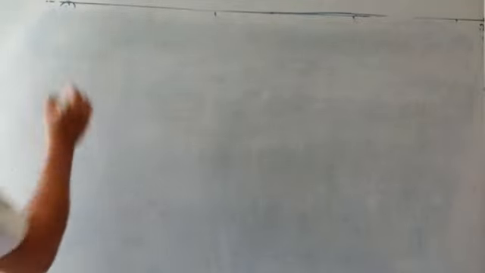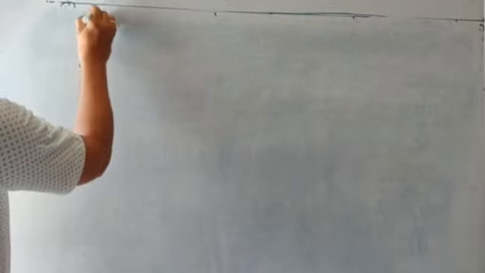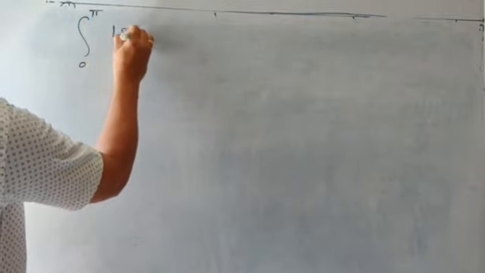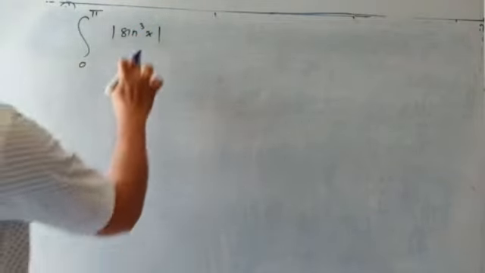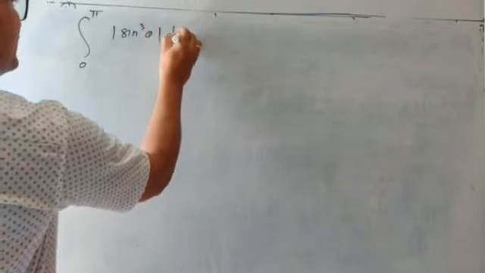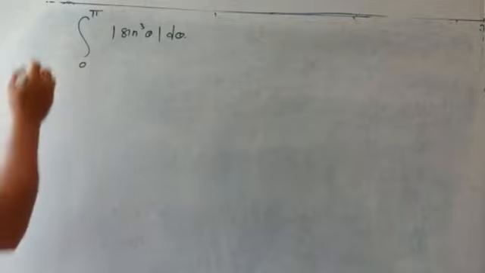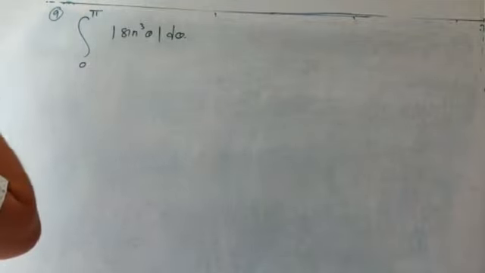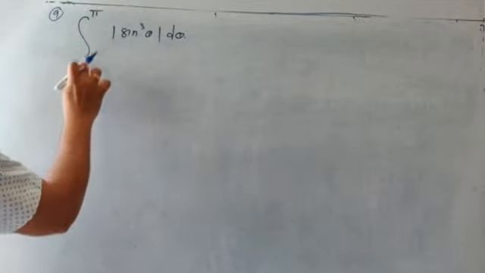The next one is integration from 0 to pi of mod of sine cube x, or you may say sine cube theta d theta, doesn't matter. This question is question number, I think 9. The previous one was 7. This is 9. Okay. Now when it comes to mod, right, it is 0 to pi.